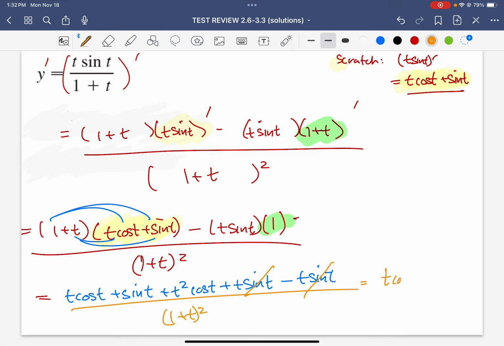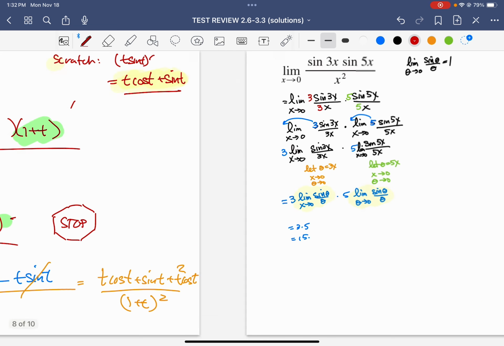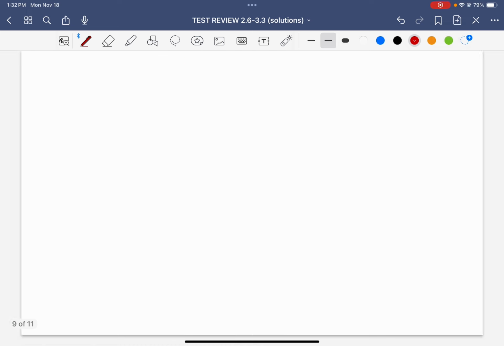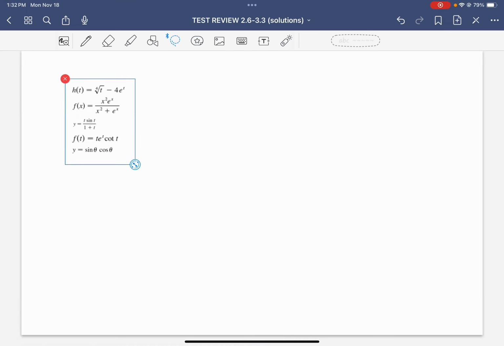So that's going to give us t cosine t plus sine t plus t squared cosine t, all over 1 plus t squared. If they just said do the derivative without simplifying, you may stop right here at this step. All right, I am almost done.